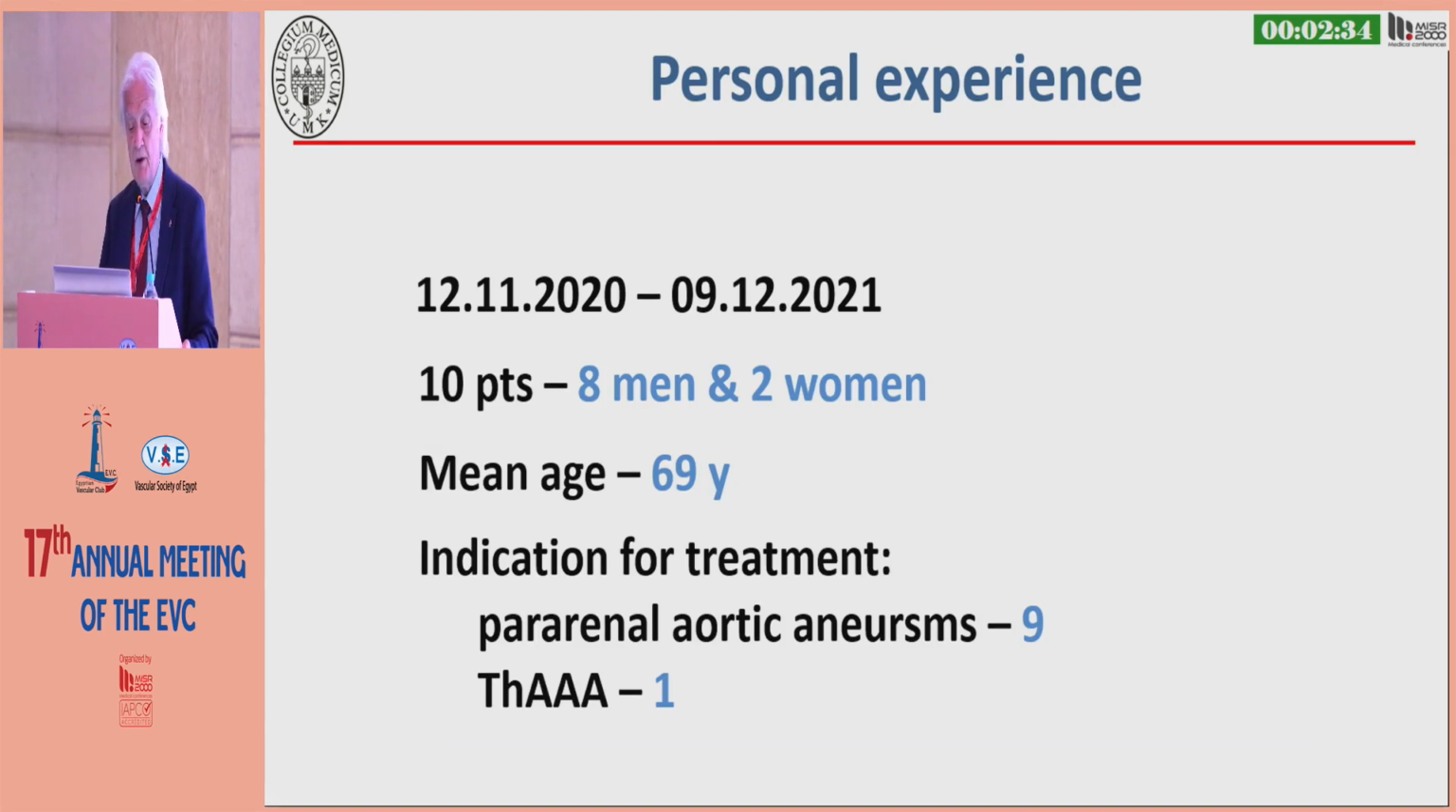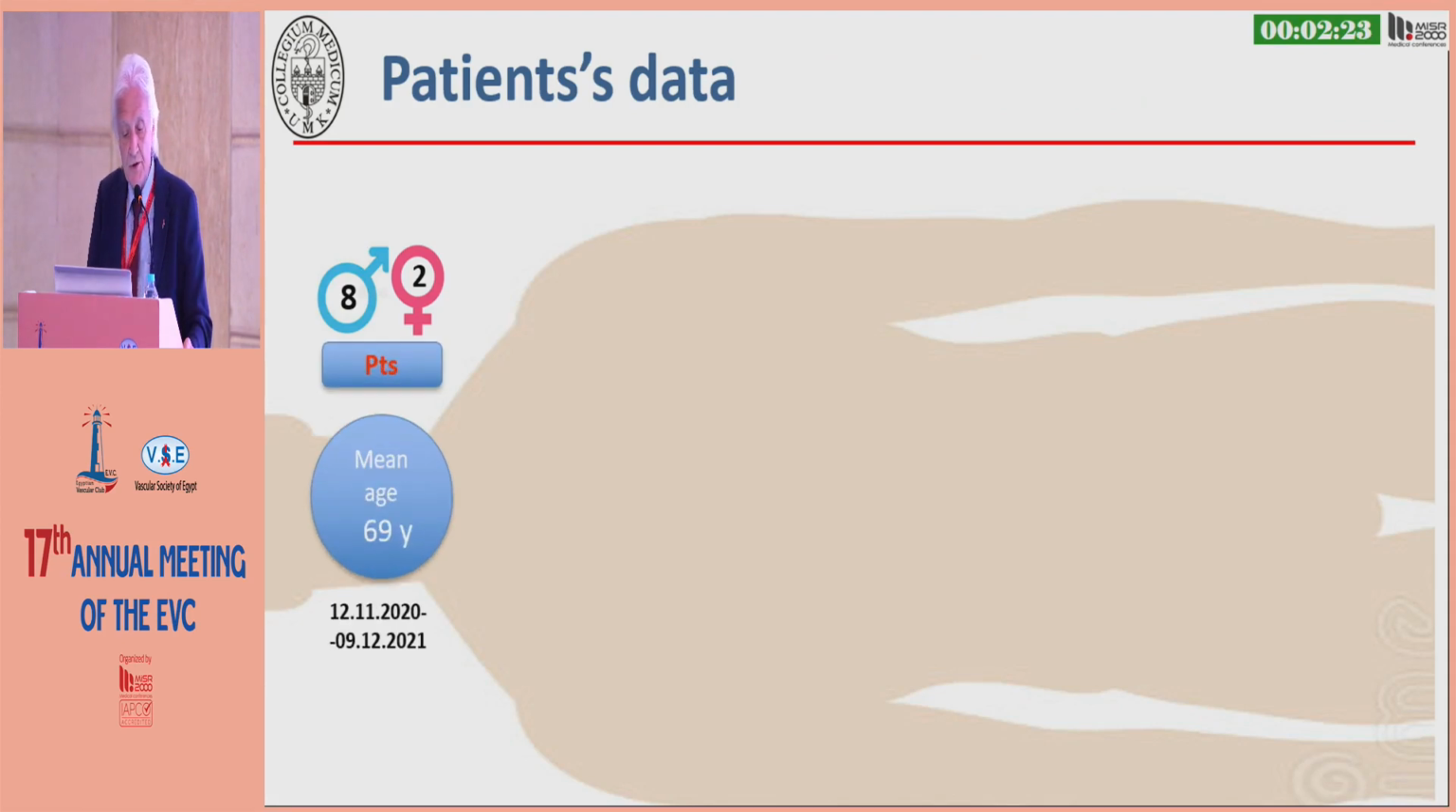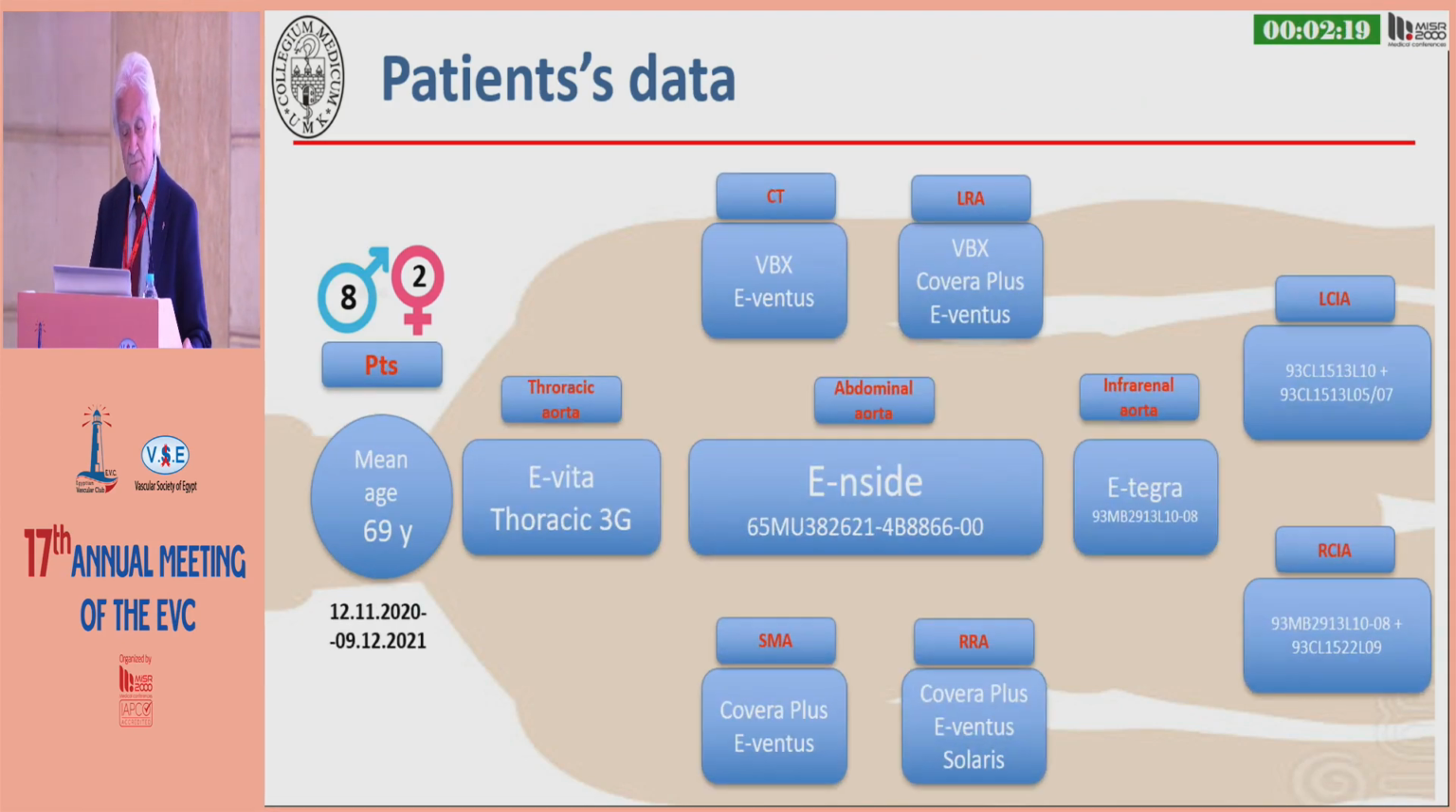My personal experience is 10 patients, mean age 69, and the indication for the treatment was pararenal aortic aneurysm in 9 cases, and 1 was a thoracoabdominal aneurysm. And these are my data here. So as you see, 10 patients. One of them had only a thoracic stent graft inserted, and all of them had the inner branches. You see the bridging stent graft.